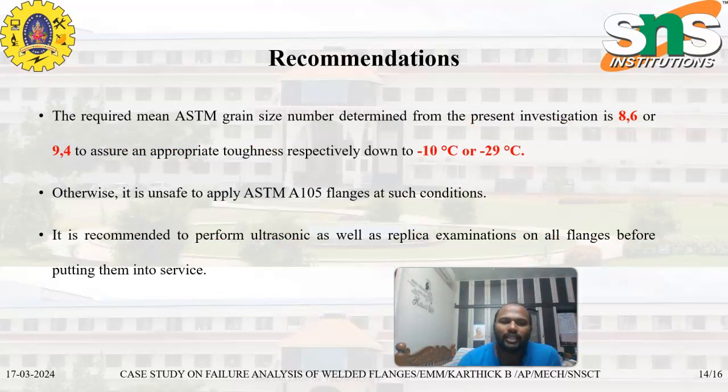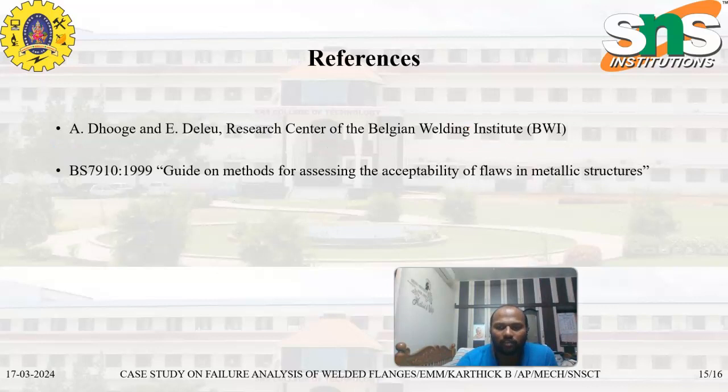The recommendation is that the ASTM grain size number in the present investigation is 8.6, but it should be 9.4. Toughness should be respectively between minus 10 degrees Celsius and minus 29 degrees Celsius. It is recommended to perform ultrasonic as well as replica examinations for all flanges before putting them into service. That's all for today. Thank you.